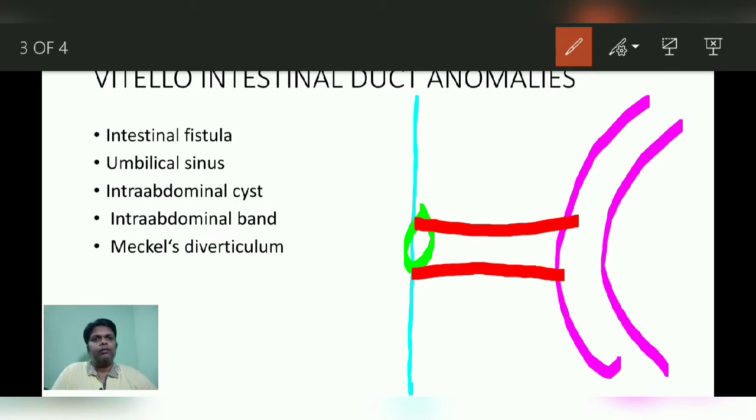Among these, the number one anomaly is the intestinal fistula, which is nothing but the same communication I have put. So this red color will persist and be patent, so it will form a fistula, that is called intestinal fistula. So communication between the intestine and the exterior, that is the number one.